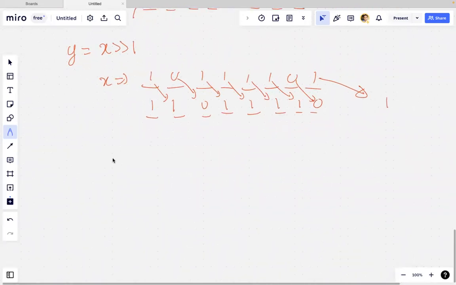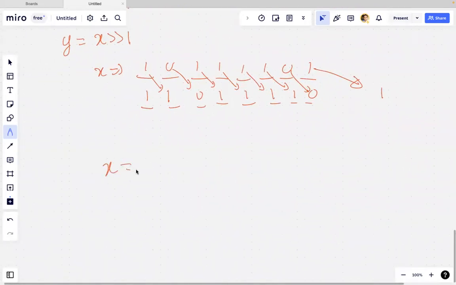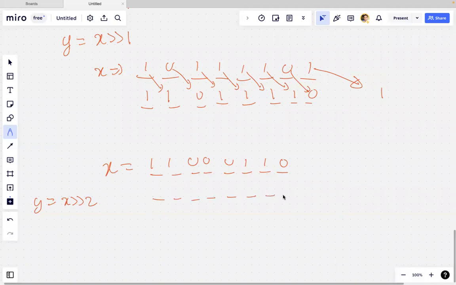Okay, I'll give you another example. Let's say x is again 1 1 0 0, let's say 1 2 3 4 5 6 7 8, 0 1 1 0, whatever the value. Let's say y equals x right shift by 2 bits. Shift 2 bits. Then what happened? You want 1 2 3 4 5 6 7 8. Okay. Now shift by 2 bits.